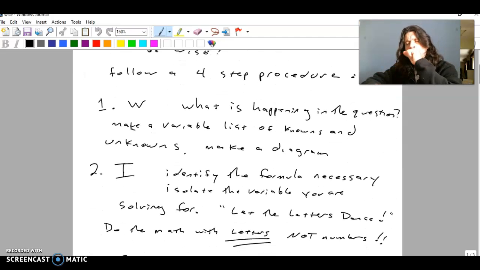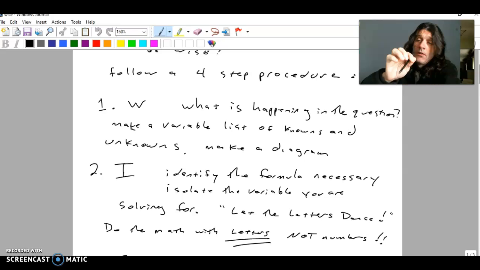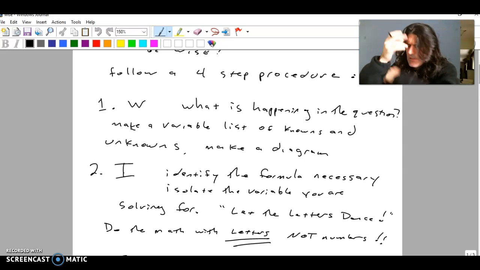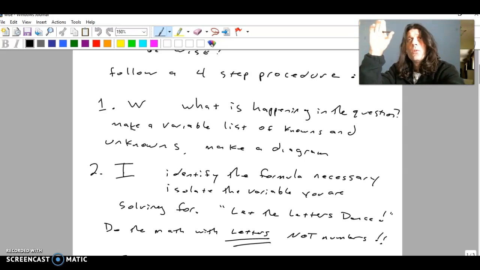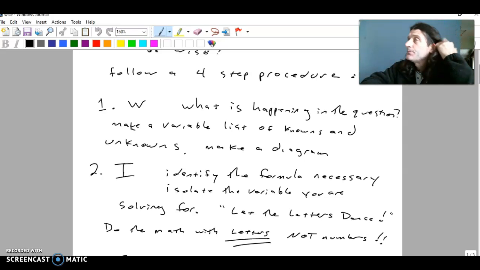The first letter is obviously a W. And so that stands for what is happening. When you're reading a story problem, when you're interpreting something that's going on in a physics class, you gotta just categorize it into a what the heck is going on type of situation. The way you communicate to me that you are interpreting that is by doing one of two, if not both, making a variable list and making a diagram.